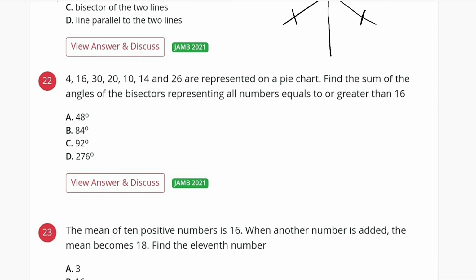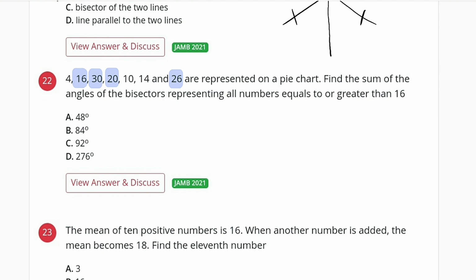Question number 22. We are given some numbers here, 4, 16, 30, 20, 10, 14, and 26 are represented on a pie chart. We are asked to find the sum of the angles of the bisectors representing all numbers equal to or greater than 16. So let me circle numbers that are equal to and greater than 16. We have 1 here, 2 here, 3, and 4. We need to find the angles of these numbers and sum them together.